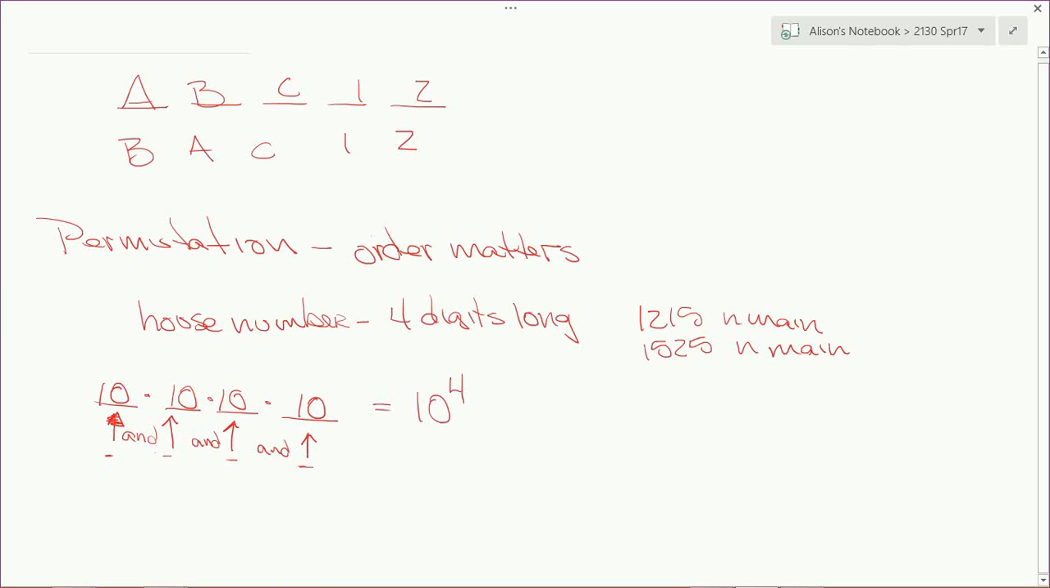And so I can see that the formula I would use to count up permutations when order matters is n raised to the power of r, where n is the population and r equals the number of elements that I am choosing.